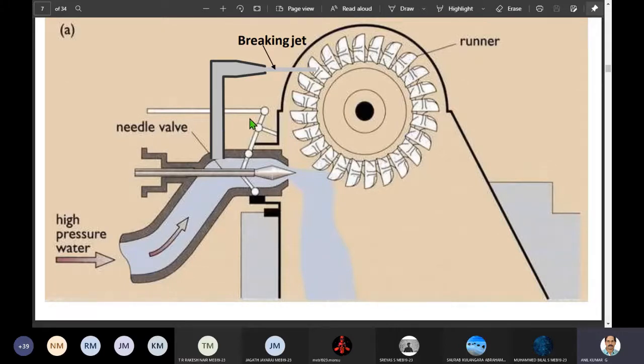There is a governing system. It's not manually operated, because you are talking about very high discharge. Then there is a part which is going in like this also. See, there's a braking jet also. So braking jet means to stop the rotation of the runner. This braking jet is to brake, or to bring, the turbine runner to a standstill condition.